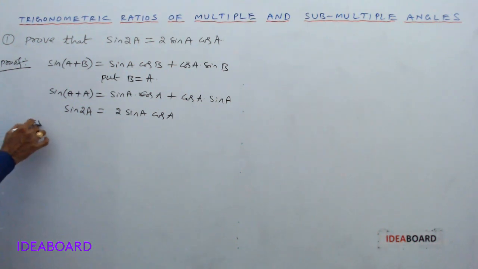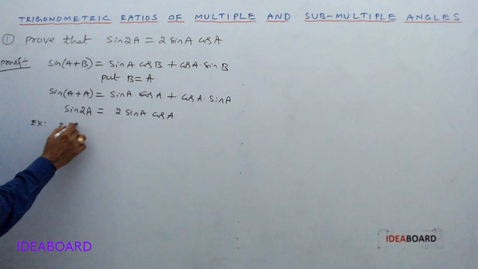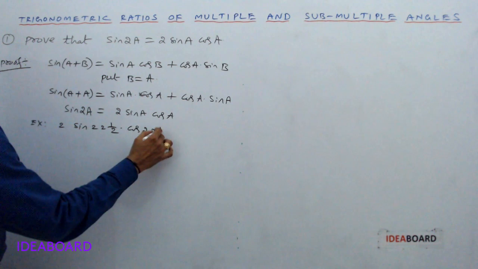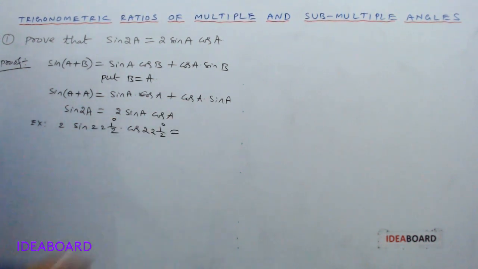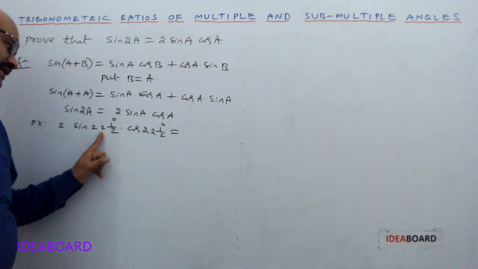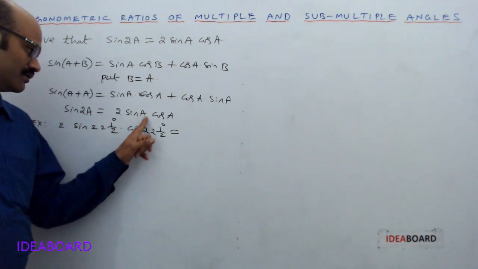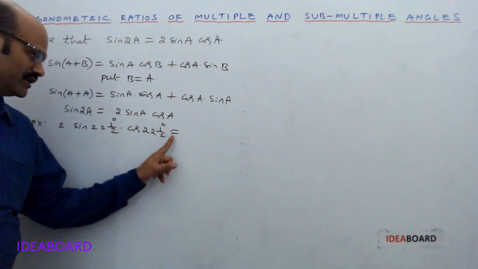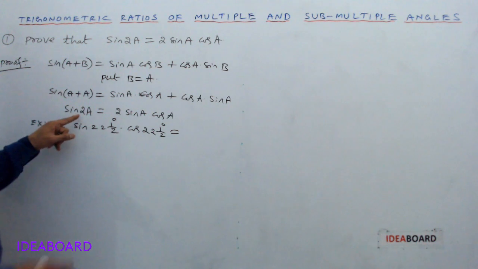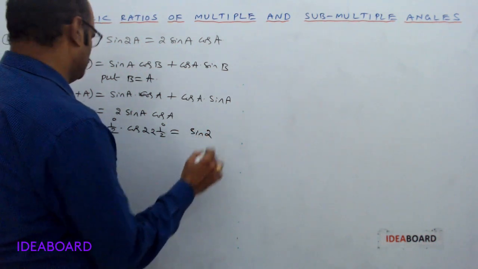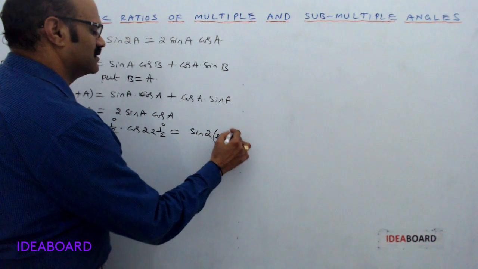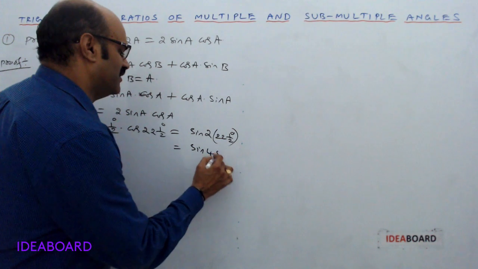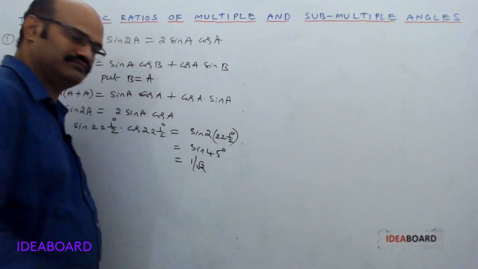For example, if you have 2 sin 22.5 degrees into cos of 22.5 degrees, which is equal to 2 sin A cos A. In the place of A we have 22.5 degrees. So equal to sin 2 into 22.5 degrees equal to sin 45 degrees, which equals 1 by root 2.